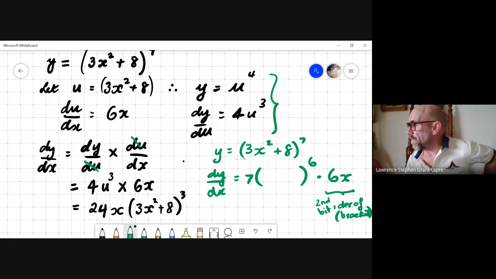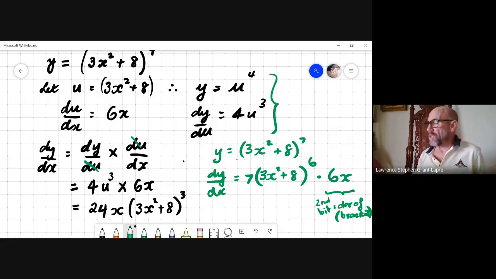The first bit is you leave the bracket as it is and just derive around it. So I'm just going to fill that bracket in. That's untouched. So you do not change.